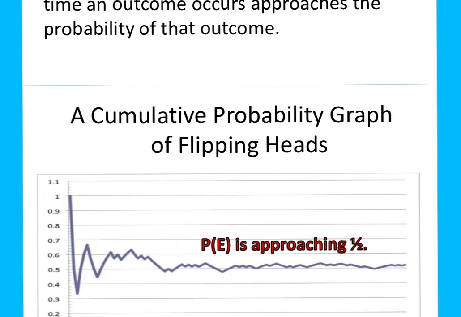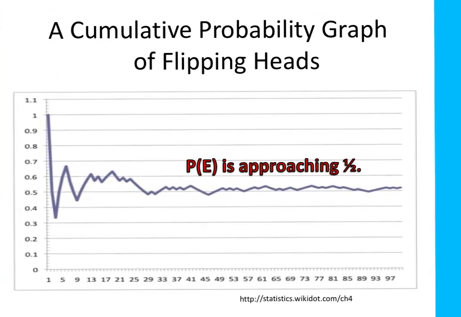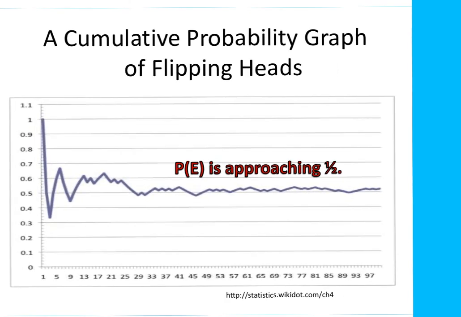In fact, here's a cumulative probability graph for flipping heads. And in this case, if you take a close look at it, you'll see that the first coin was a head. Looks like the second coin was a tail, which would give you a 50% probability, but the next coin was a tail again. Oh, but then you had a head, and then another head, and it goes on, and it approaches 50% as you continue on infinitely.